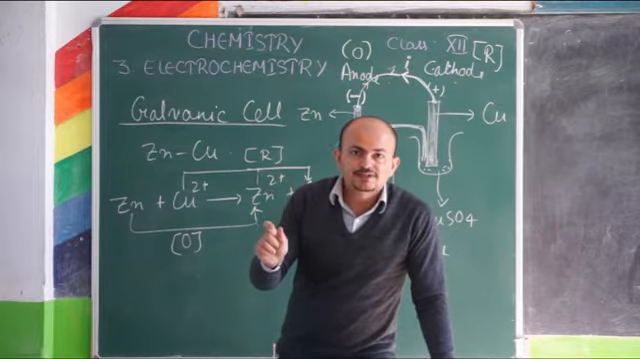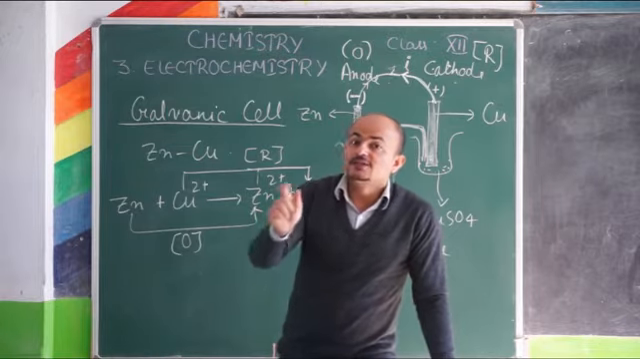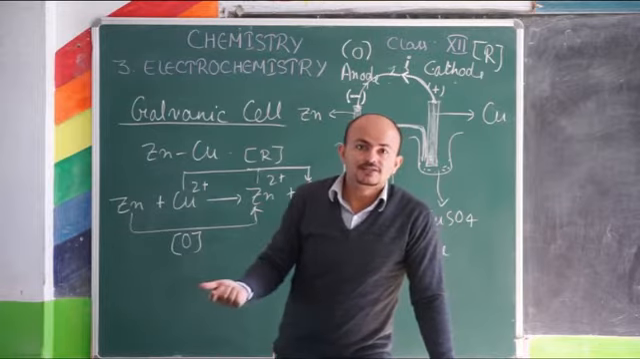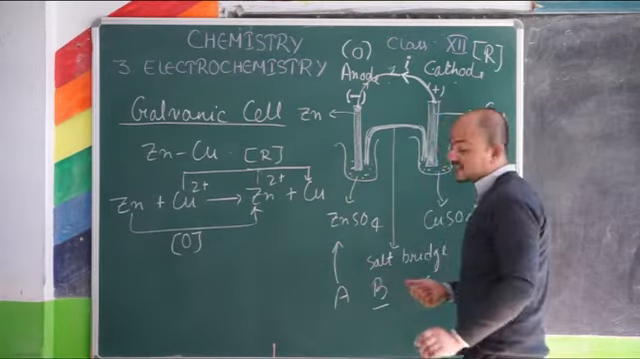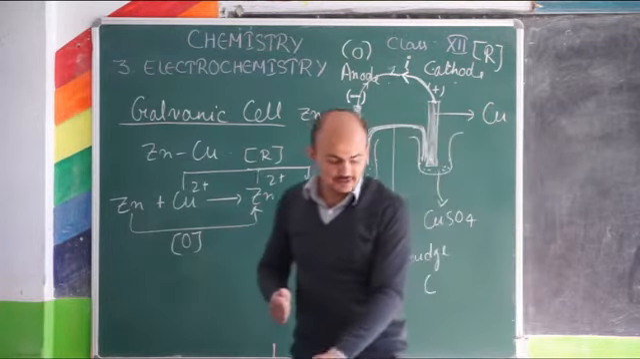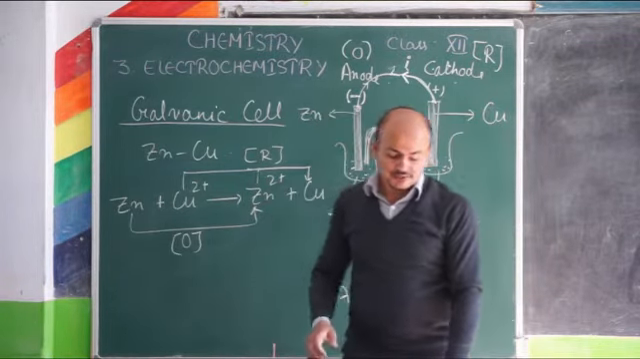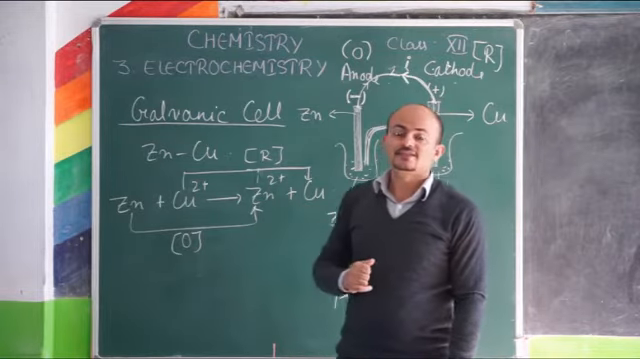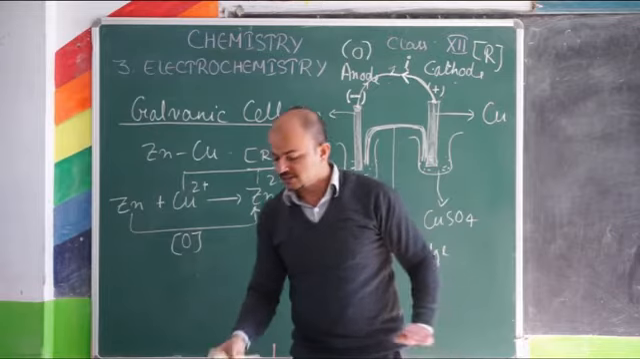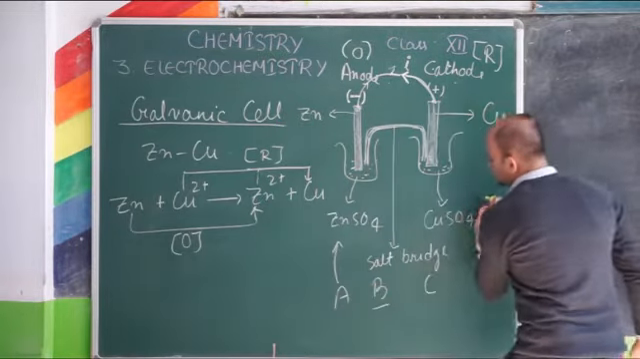The reaction takes place within the battery, and because of that, what do we obtain? We obtain current. Okay? Now let's discuss cell notation. Cell notation is very, very important. It is the symbolic representation of cells. Now, since we are discussing the galvanic cell, let's discuss how this is represented.